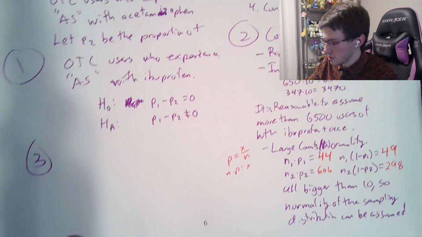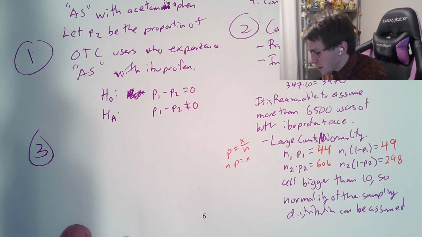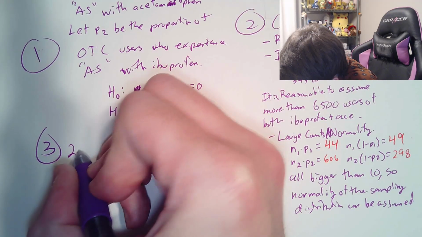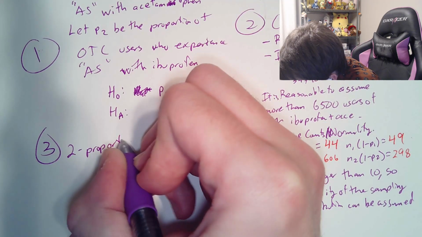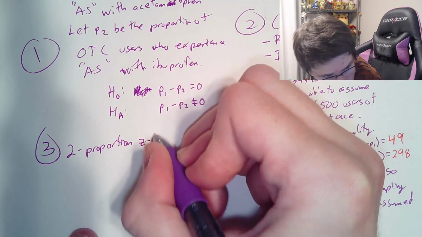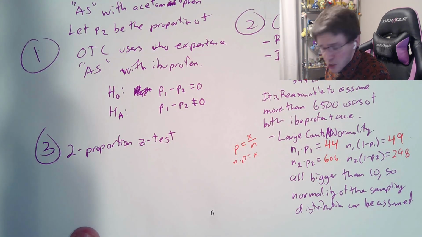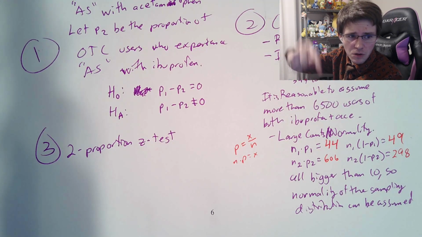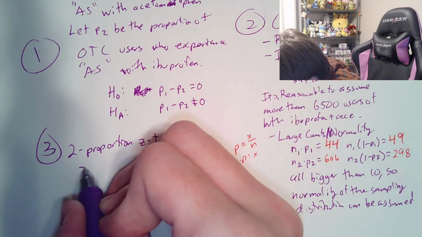Number 3. I'm sorry for going in a weird 1, 2, 3, not really a fancy order here. Step number 3, we have to run the test with the correct name. This is called a two proportion z test. You can also call it a 2-sample z-test on population proportion, like I did earlier in the video. So we have a 2-proportion z-test, and the 2-proportion z-test has our z formula.